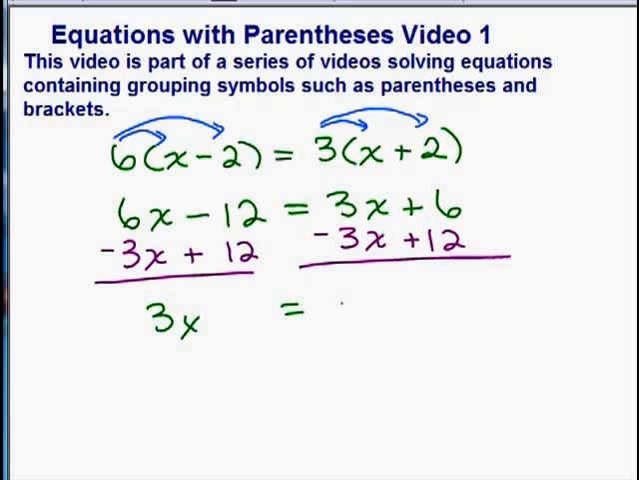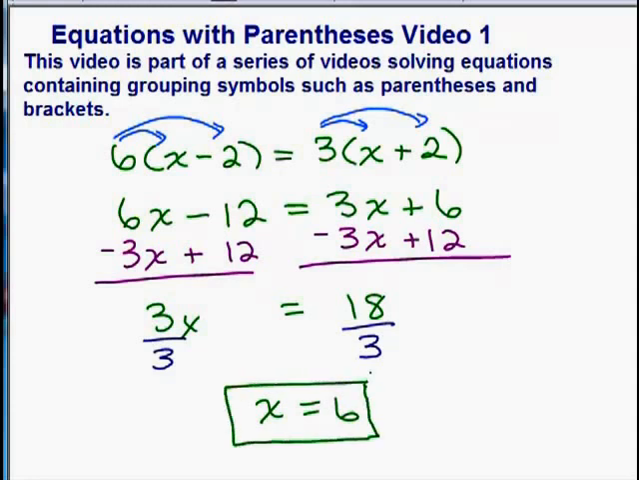6 plus 12 is 18. And so I have 3x equals 18, and we want to divide by 3 to find out what x equals. And so we get x equals 6. We want to make sure that's the correct answer. So our next step is to check it.